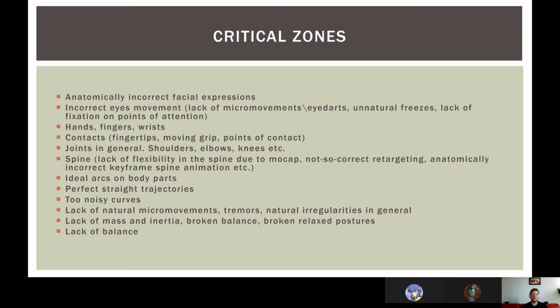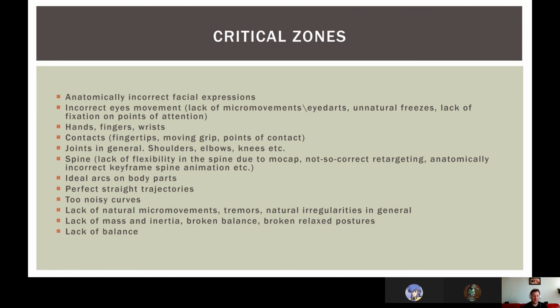Too noisy curves. This is something that might happen with the mocap when the cleaning is not too good. If you have a cleaned up lower body and an upper body that reacts to different movements of the lower body, that can happen. Lack of natural micro movements, tremors, natural irregularities in general.